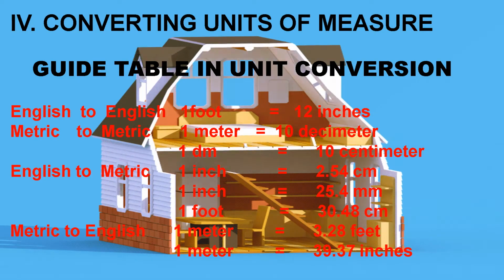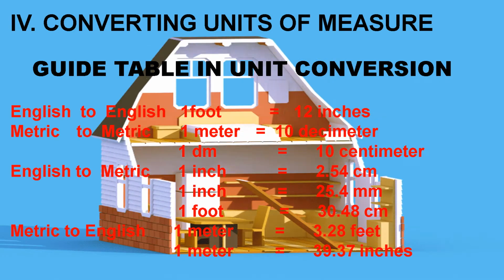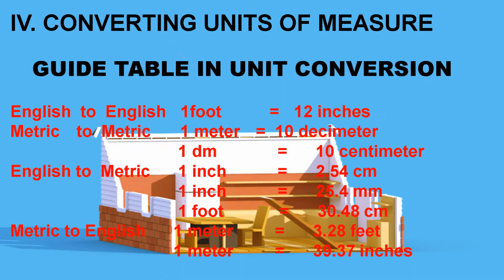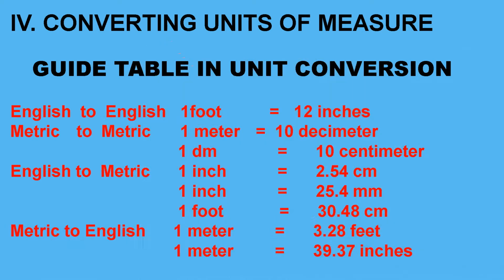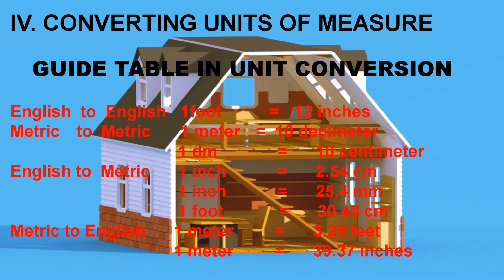Converting units of measure. Guide table in unit conversion. English: 1 foot is equal to 12 inches. Metric to metric: 1 meter is equal to 10 decimeters, 1 dm is equal to 10 centimeters.